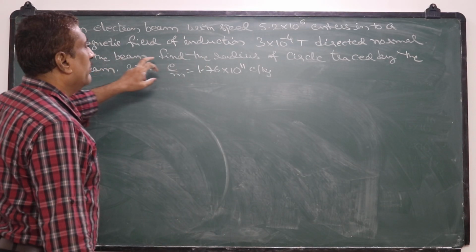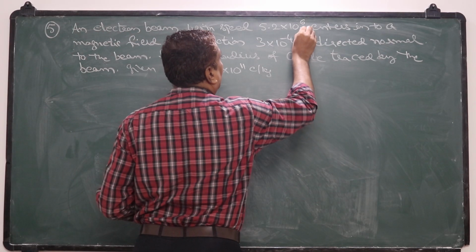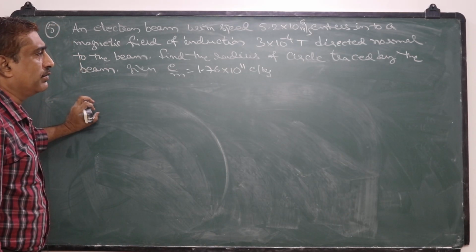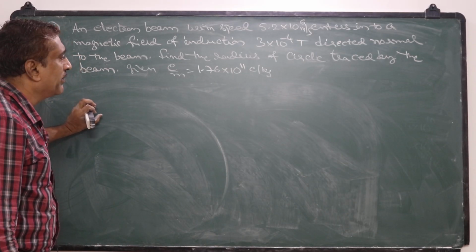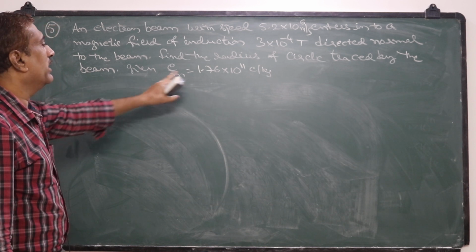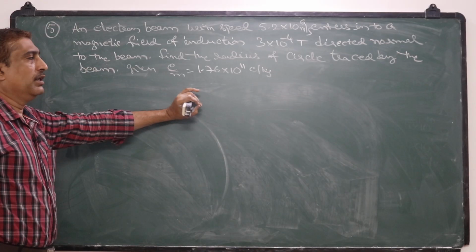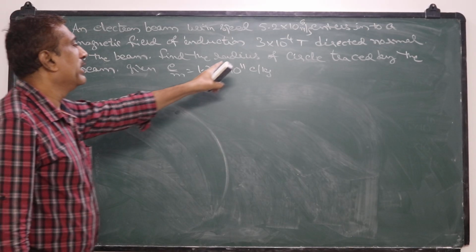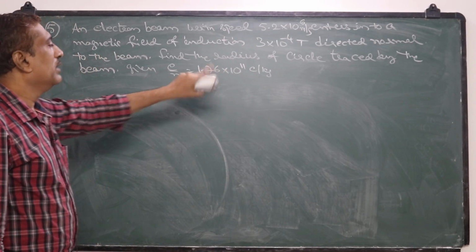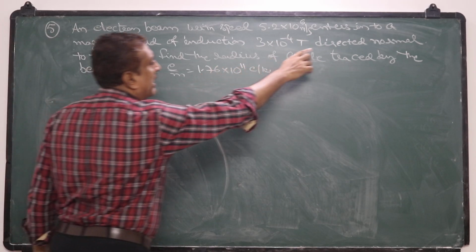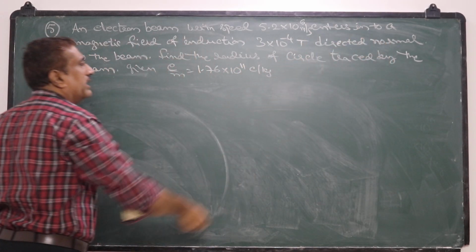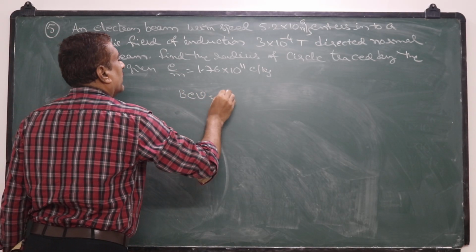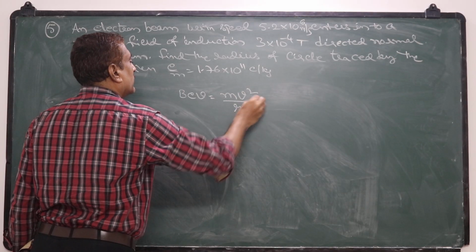An electron beam with a speed 5.2 10 power 6 meter per second enters into a magnetic field of induction 3 into 10 to the power minus 4 Tesla directed normally toward the beam. Find the radius of the circle traced by the beam given e by m is equal to 1.76 10 power 11 coulomb per kg. Exactly similar to the previous one, but here you are asked to find the radius. So they have given the e by m. So similar case, actually here also the magnetic field is directed normal, that means theta is 90. So we can directly write BeV is equal to mv square by r. Same.